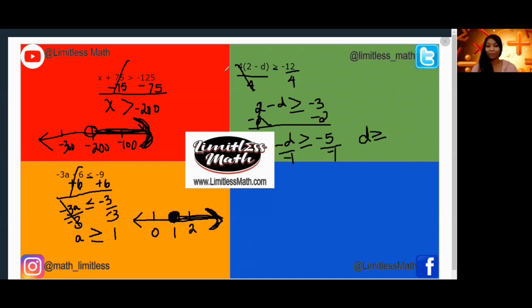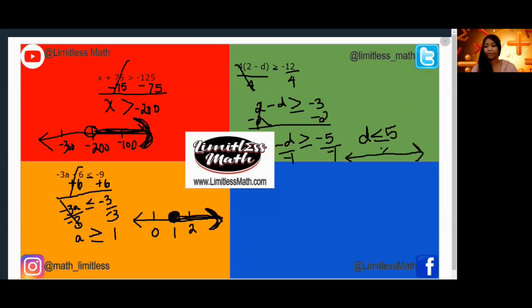Now, I just saw something. When we divide by a negative, we would not get the symbol the same way. Of course, when we divide by a negative, we need to change the direction of the sign. Negative 5 divided by negative 1 would be 5.